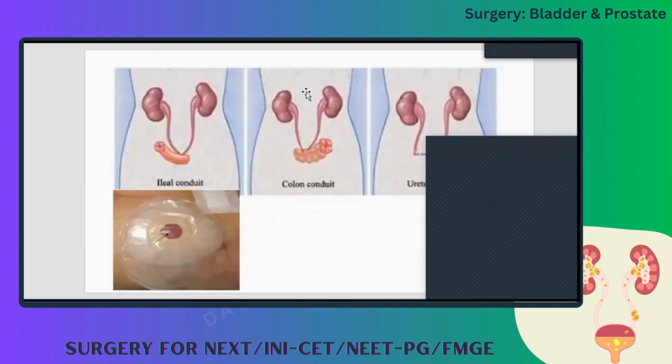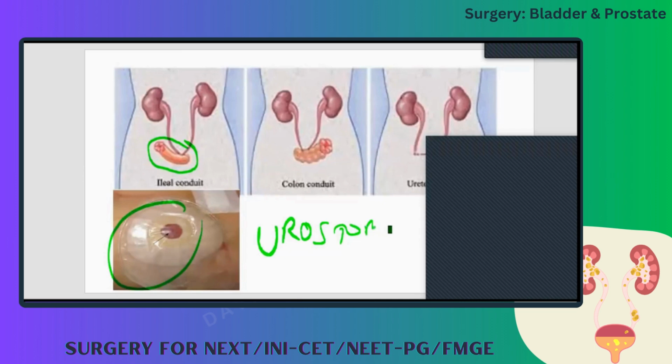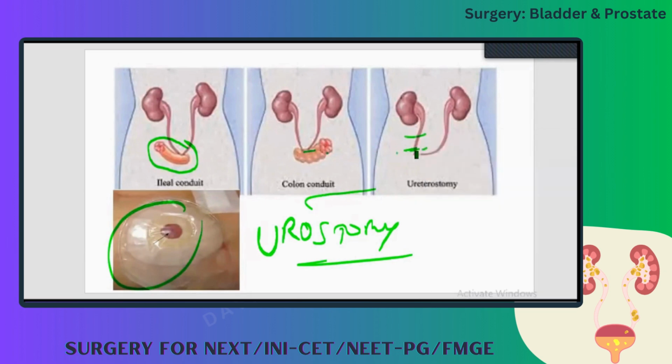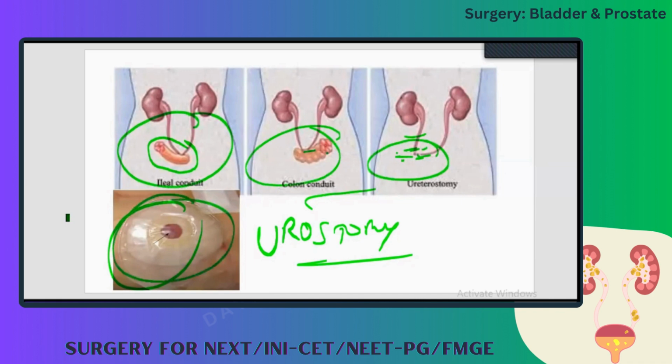See here. You can put a small piece of bowel here, an ileal conduit, and take it outside. The patient will have a pouch here, urine will be collecting there, and he will be emptying it. This is known as urostomy. Or you can use a colon conduit, or directly put both the tubes here, ureterostomy. So you have to do some reconstruction compulsorily. Okay? Yes, sir.